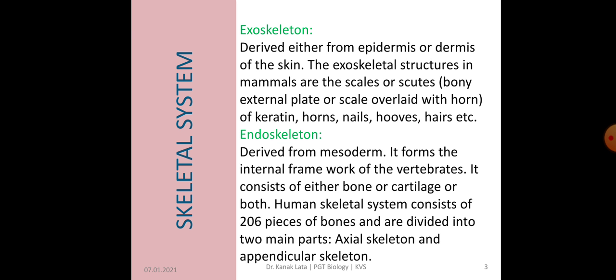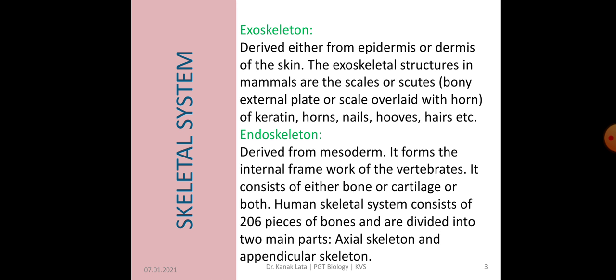The exoskeleton consists of hard parts present on the surface of the body. It is found in invertebrates as well as vertebrates. The exoskeleton structures in mammals are scales or scutes, that is the bony external plate or scale overlaid with horn of keratin, horns, nails, hooves, hairs, etc. Next one is endoskeleton.